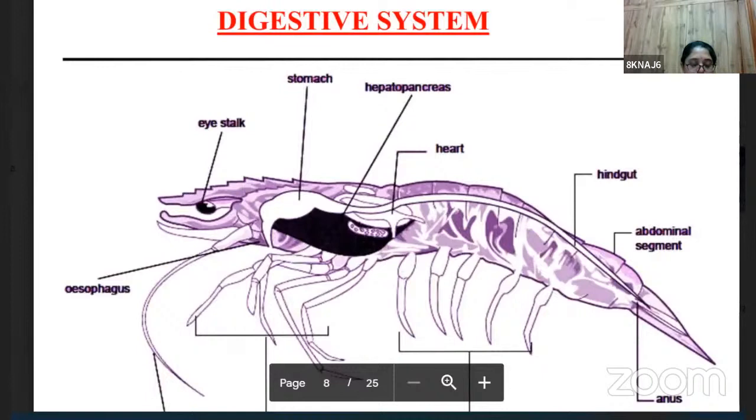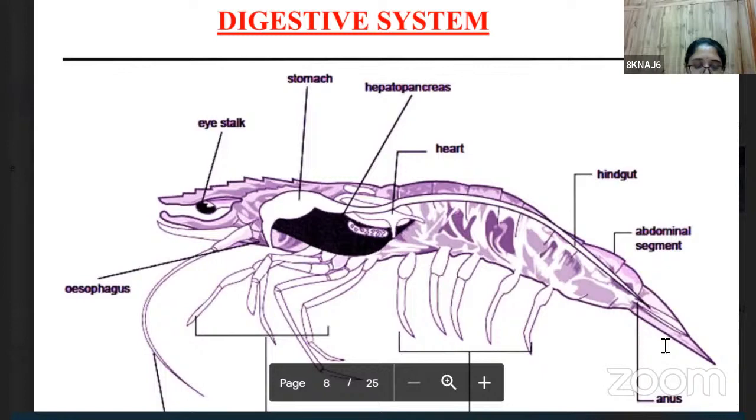When it comes to the musculature again, you have the cuticle, epicuticle, endocuticle, and epidermis and dermis. The endocuticle has chitin, right? So this is where the adult prawn casts off this cuticle once a year, and this phenomenon is known as molting or ecdysis. And epidermis has columnar cells. I have already told you that particular part.